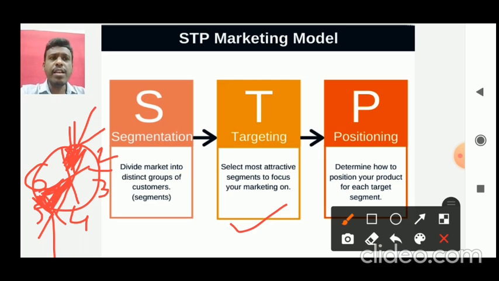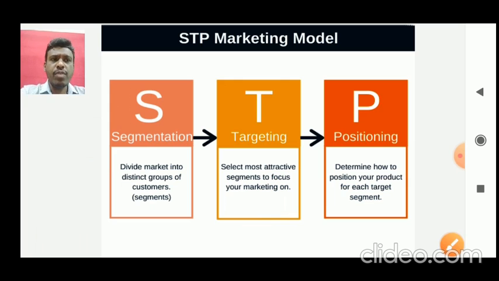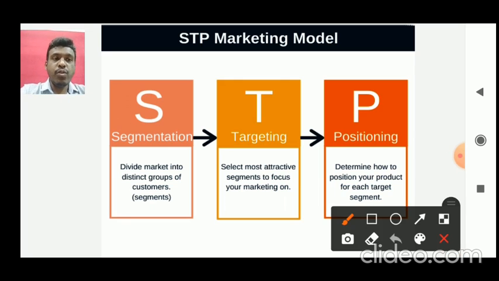The next one is positioning. So now what is positioning? As the name suggests, position. Positioning is basically to occupy a unique position in the minds of the customer, especially with respect to that of the competitors. So if we go by definition, positioning determines how to position your product for each target segment.